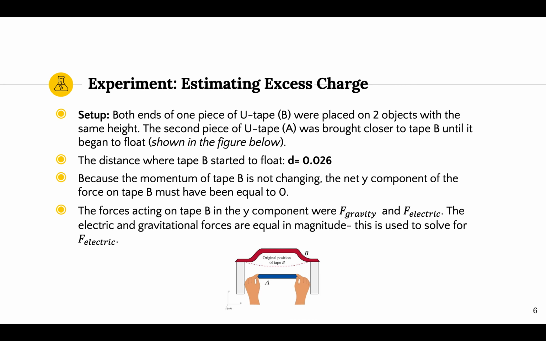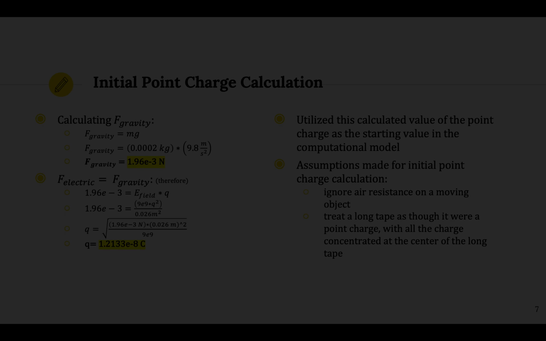Next, the experiment was estimating the excess charge. The setup is shown below, and the distance where the tape B started to float that I measured, the value D, was equal to 0.026 meters. Because the momentum of the tape is not changing, the net Y component of the force on tape B must have been equal to 0. And finally, the forces acting on tape B were gravity and electric, which are equal in magnitude.